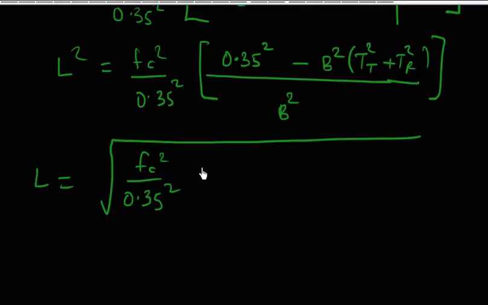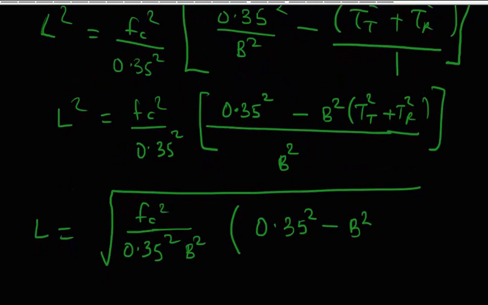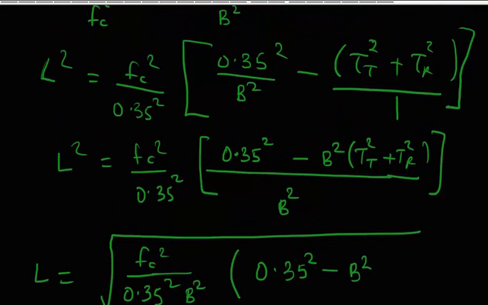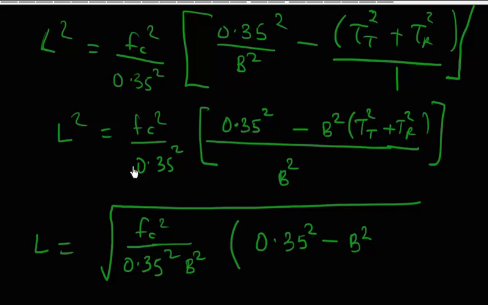So I can bring this B square out as well. And what I'll have left will be 0.35 square minus B square. So let me see. I brought this B square out.